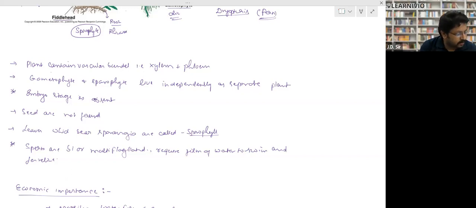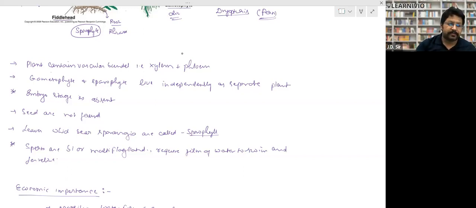The pteridophytes have vascular bundle, that is xylem and phloem, which were not present in algae and bryophyta. Full stop.